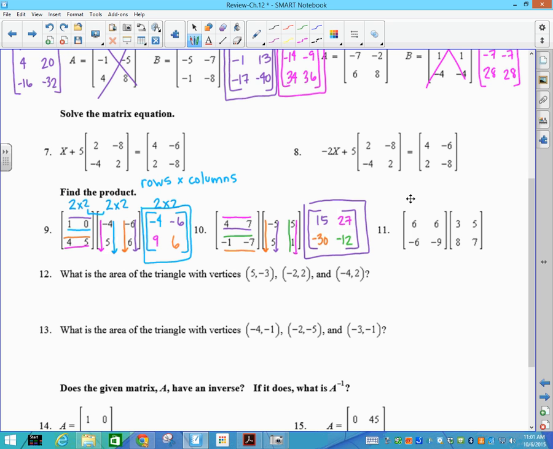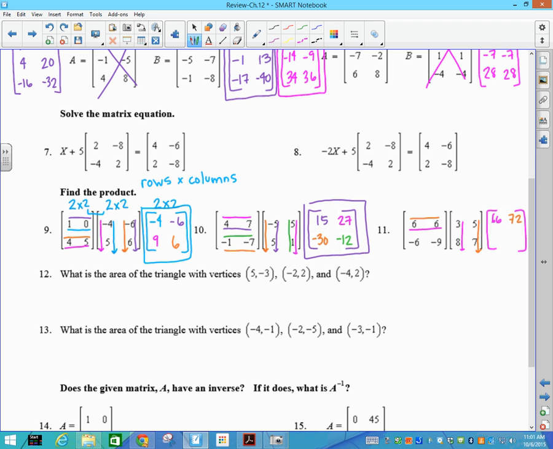Okay, number 11, again a 2 by 2. So I'm starting off first row, first column. So 6 times 3 is 18. 18 plus 48, 66. Then I have first row, second column, and that's 30 plus 42, which is 72.